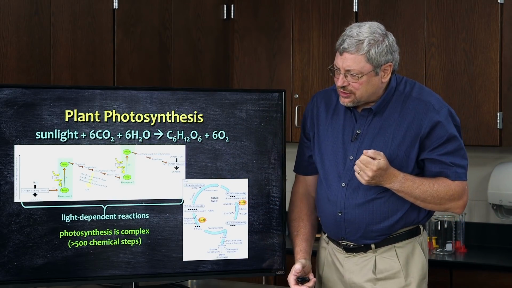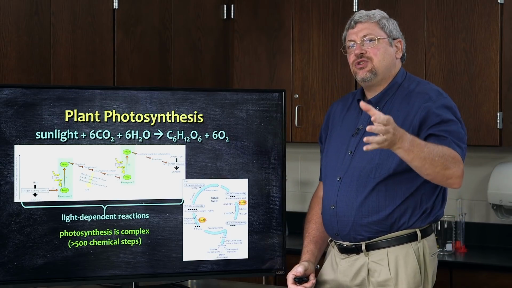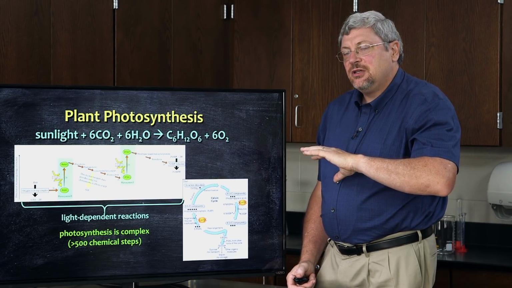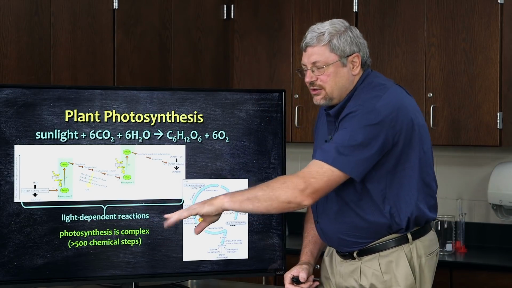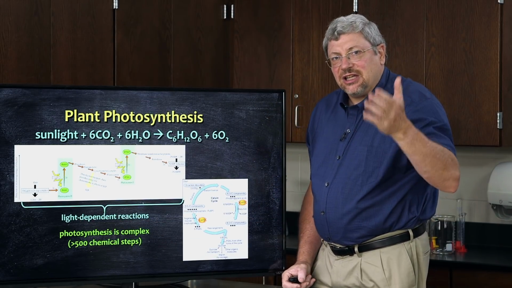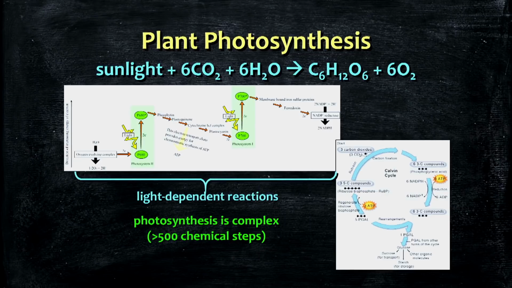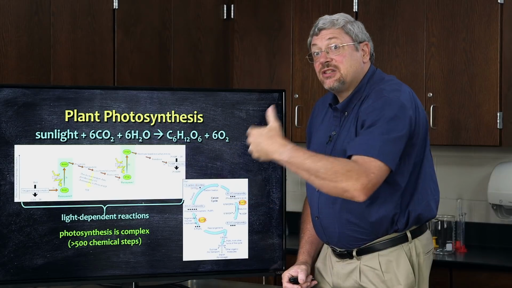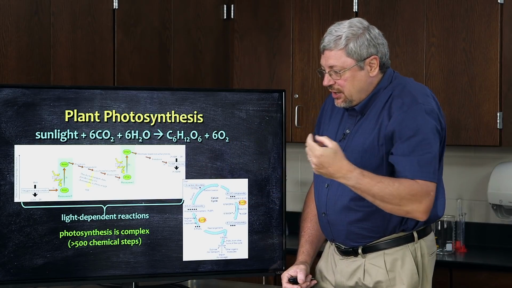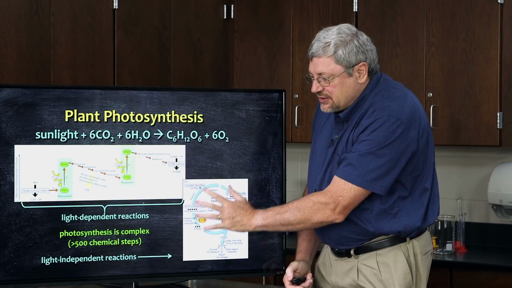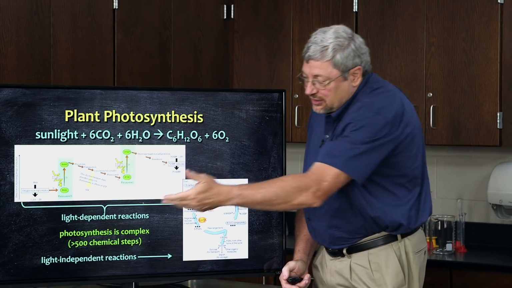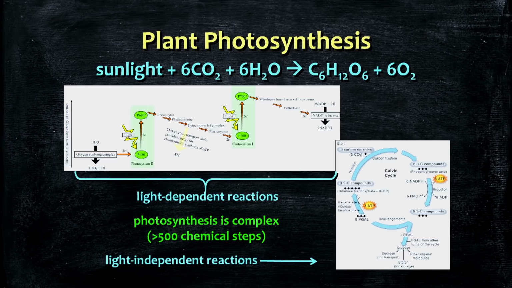In general, photosynthesis is broken up into two series of steps. There's one series of steps that is referred to as the light-dependent reactions. This portion of photosynthesis, with lots and lots of steps, requires light. It is light dependent. There's a second set of steps in photosynthesis that does not require light. It's a light-independent set of reactions.